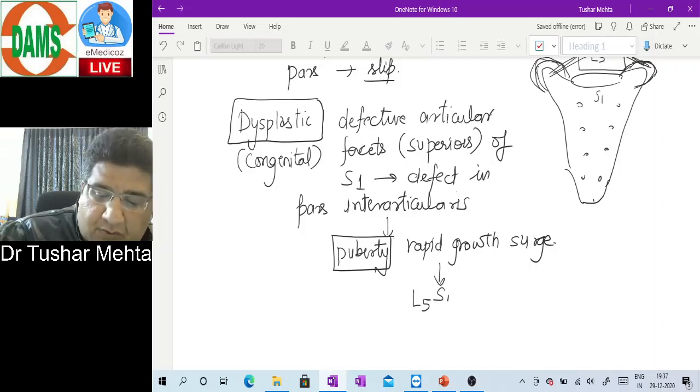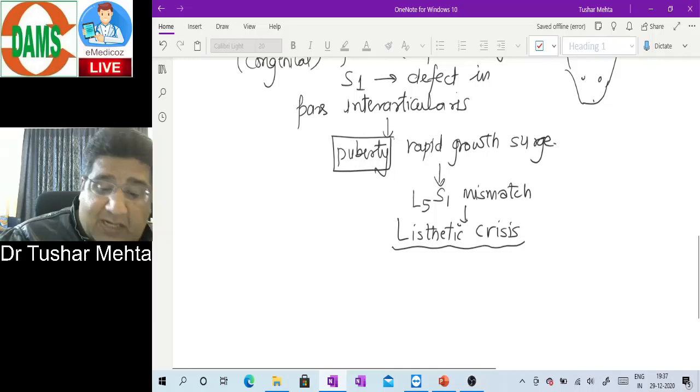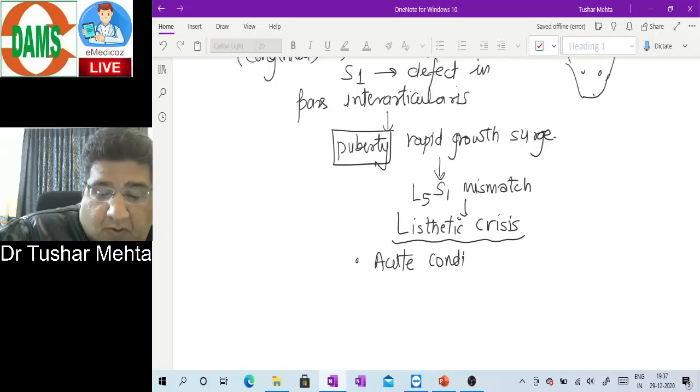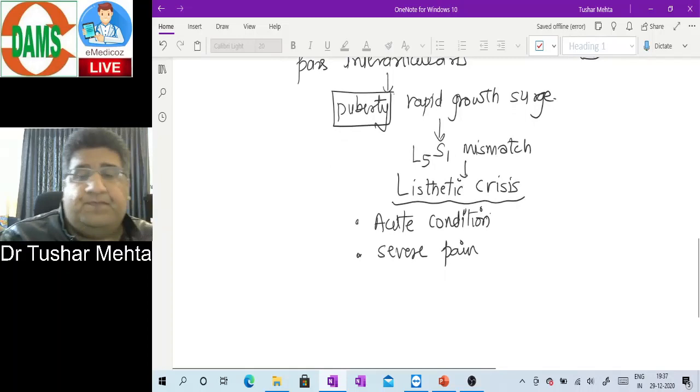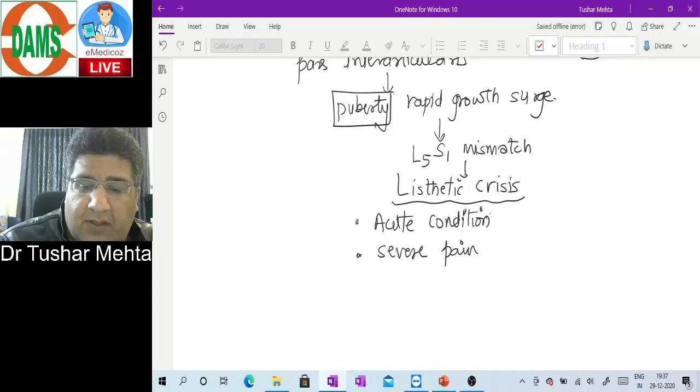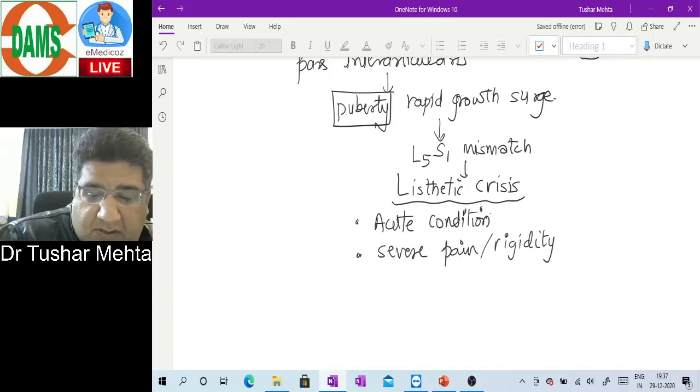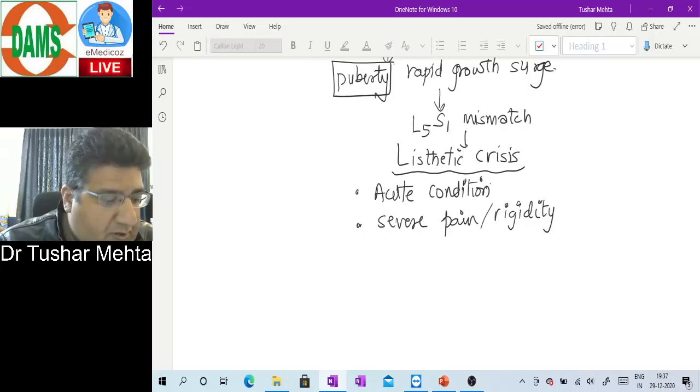And that is the reason behind what is called a listhetic crisis. It is a classical crisis. When I say crisis, what does that mean? That it is an acute condition which is characterized by severe pain, high intensity pain. There will be rigidity in the entire paraspinal muscles. There will be tenderness and acute pain, and the person won't be able to walk, stand, or do anything. So this is a highly emergency situation.